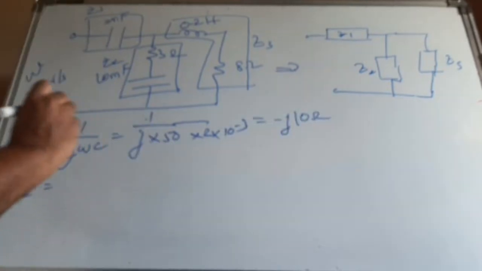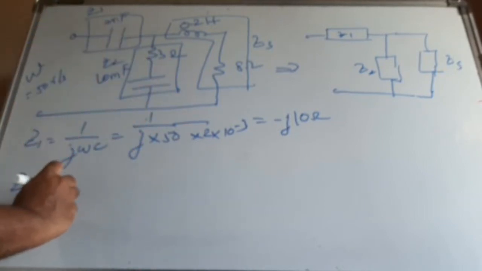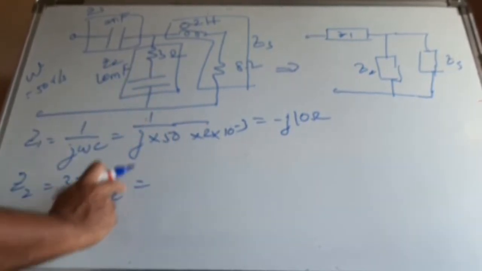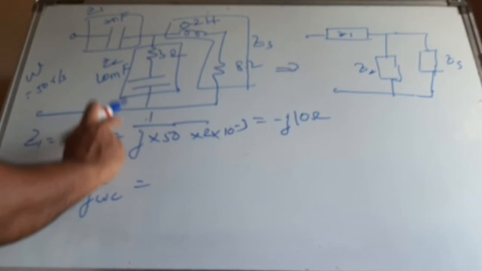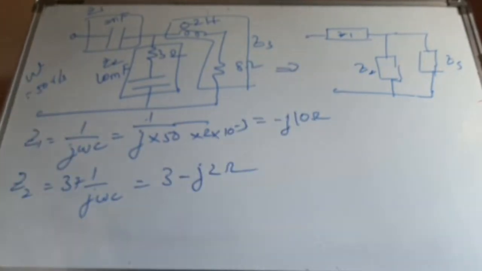Similarly, Z2 is equal to R plus Jx, so R plus 1 by j omega C, which is 3 plus 1 by j omega C. Omega we know is 50 and C is 10 millifarad. You can substitute the values and you will get minus j2. This is Z2.